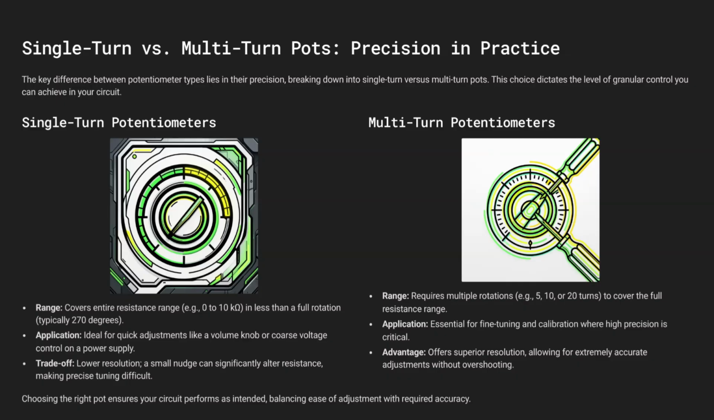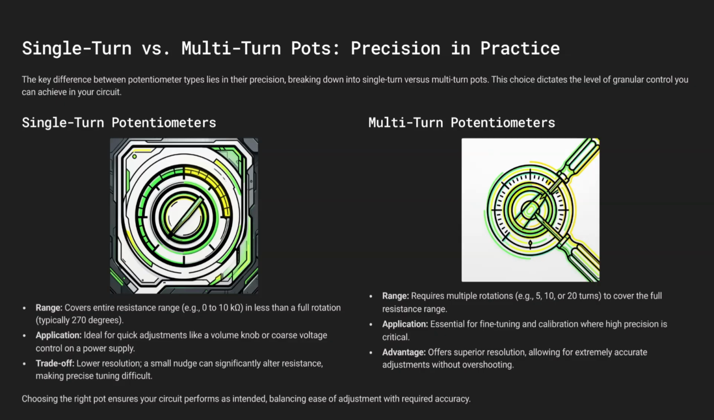Precisely. If you look at an old school volume knob or maybe the coarse voltage adjustment on a lab power supply, that's a single turn pot. They cover their whole resistance range, say 0 to 10 ohms, in less than a full rotation, usually about 270 degrees. It's fast, it's easy. But the trade-off there is resolution. If you need to dial in a circuit perfectly, just a tiny nudge on that knob could change the resistance way too much. And that's a huge design challenge.